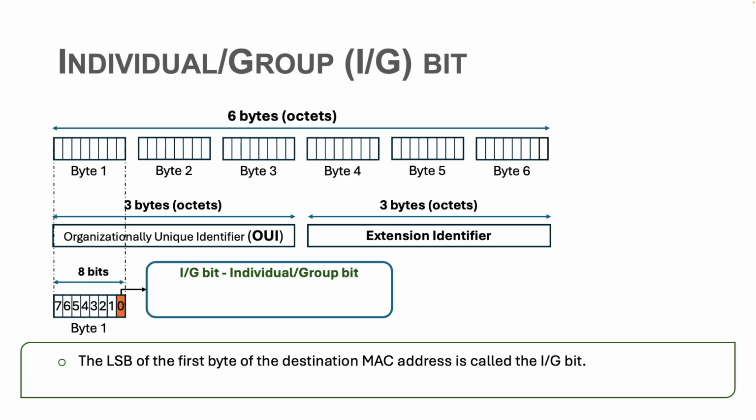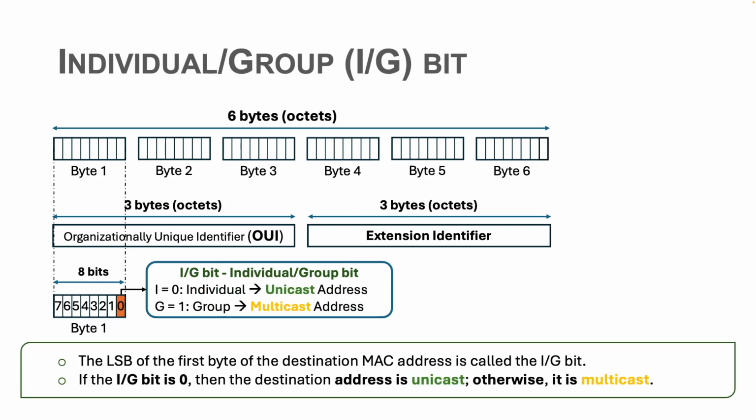The least significant bit, or LSB, of the first byte of the destination MAC address is called the individual group bit, or IGB bit. Now, this LSB of the first byte defines the type of address. Indeed, if the IGB bit is equal to 0, then the destination address is unicast. Otherwise, it is a multicast address.